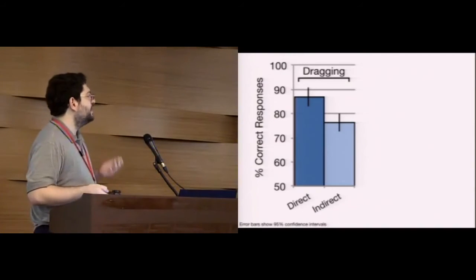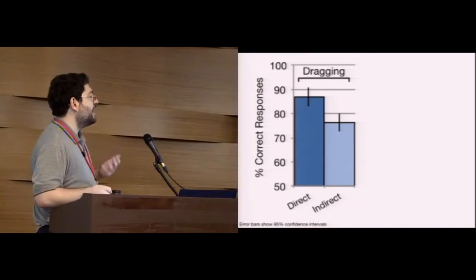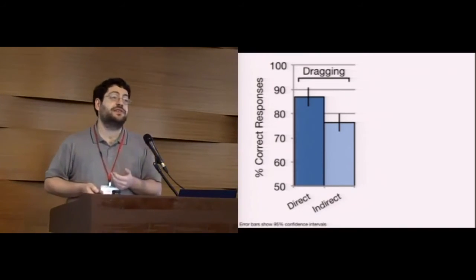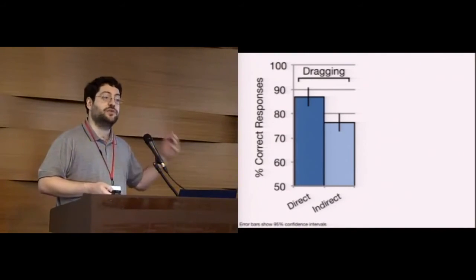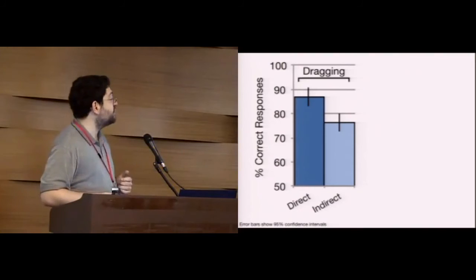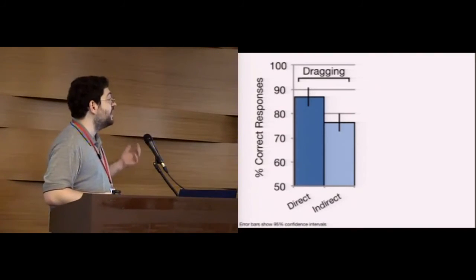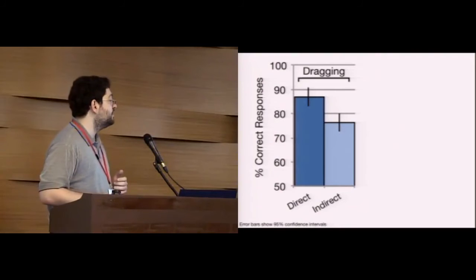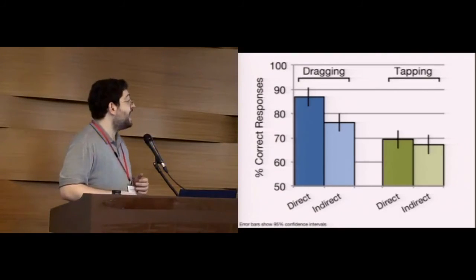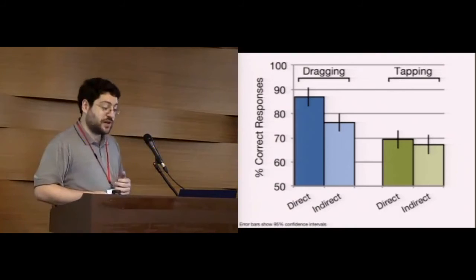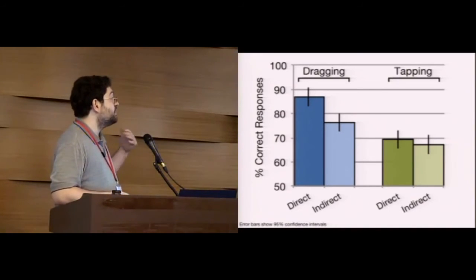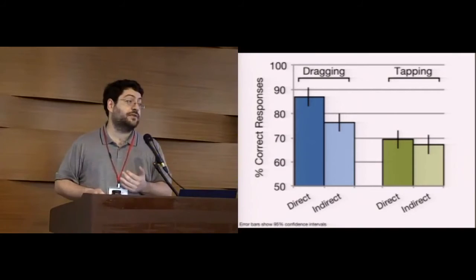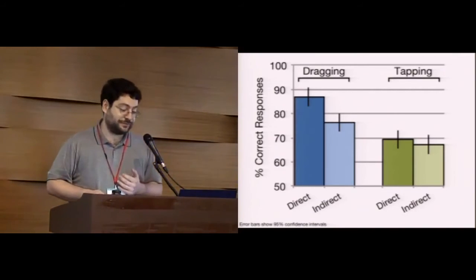So taking a look at the data, we see here a graph showing the percentage of correct responses. So this is how frequently for a given pair the participant was able to identify which was the lower latency in the pair. So this is the dragging data, and we see that they're doing particularly well. It's about 88% overall for direct dragging, for example. If we add in the tapping data, we see the performance drops off quite a bit. So we have a statistically significant difference between direct and indirect dragging, and we have a difference between dragging and tapping, but we don't actually see a difference between the two different conditions for tapping.